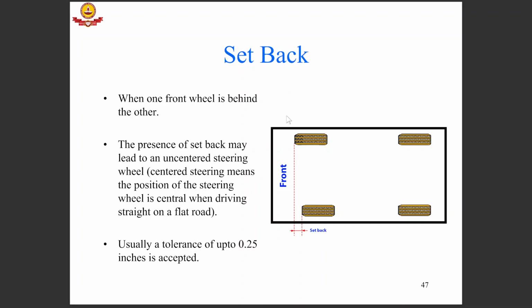Next thing is setback, where one front wheel is behind the other. The presence of setback would result in an uncentered steering wheel. Centered steering means the position of the steering wheel is central when driving on a straight flat road. Usually, a tolerance of 0.25 inches is accepted here.